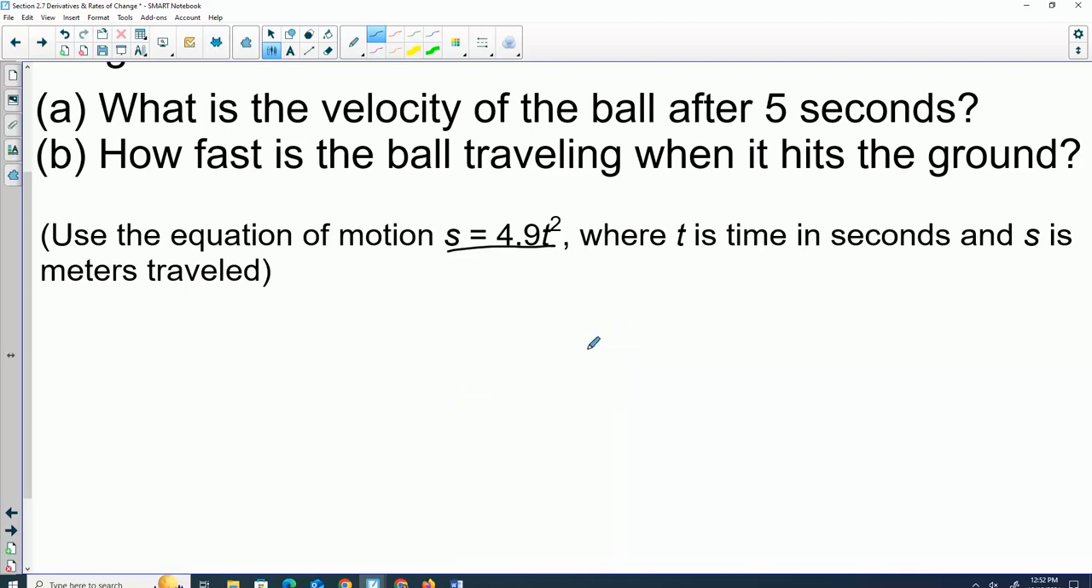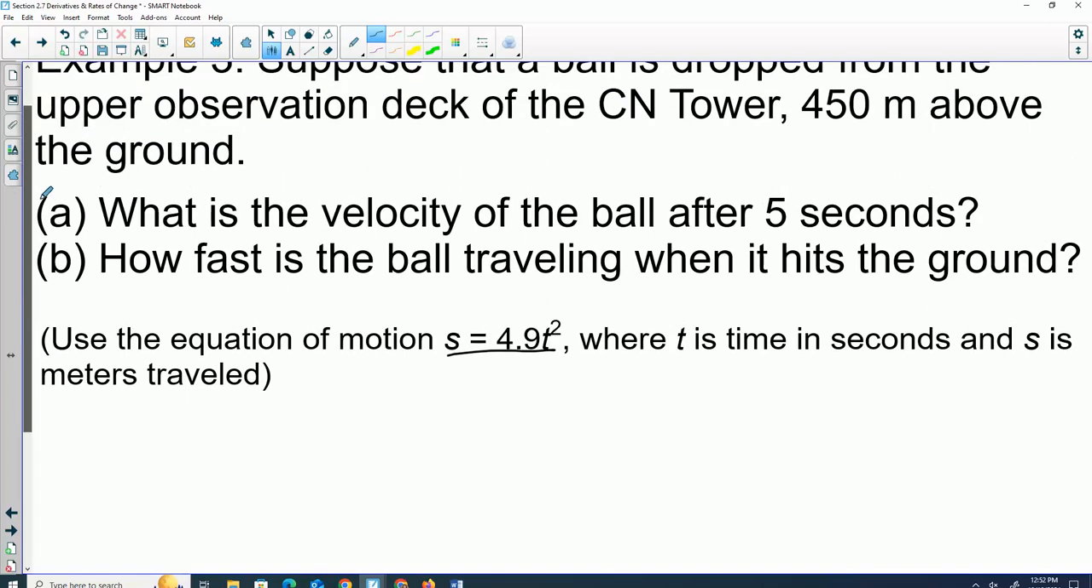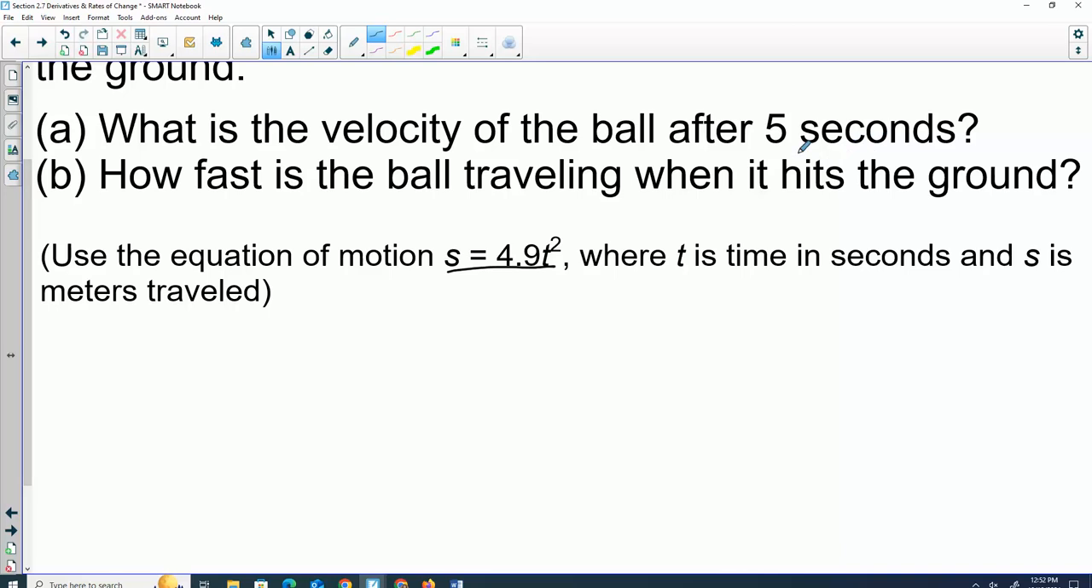450 and 0 is our first point, isn't it? Well, that was like your starting point, so your starting height. We want the velocity after 5 seconds. So we can pick which way we want to do it.